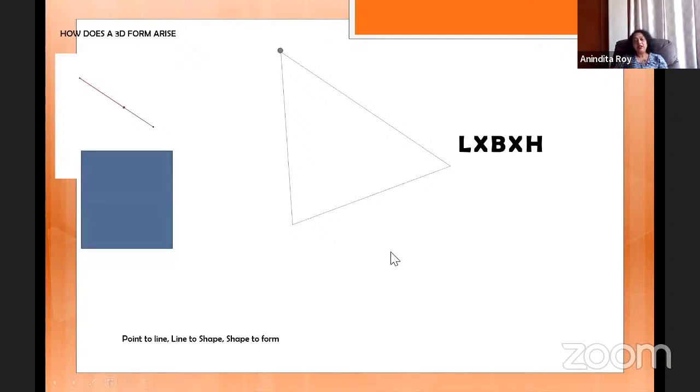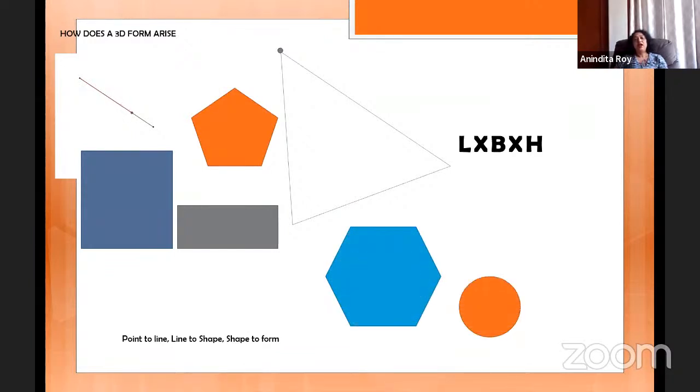And we keep increasing the number of lines and we start getting different kinds of shapes. So we got a square, a rectangle, a pentagon, a hexagon. And once we increase the number of lines so much that we cannot count the lines, we get a circle. So a circle is also made up of lines, so many lines that our eyes cannot decipher how many lines there are. Actually, if you are working on AutoCAD or any CAD software, you will actually be able to count the lines in a circle also.